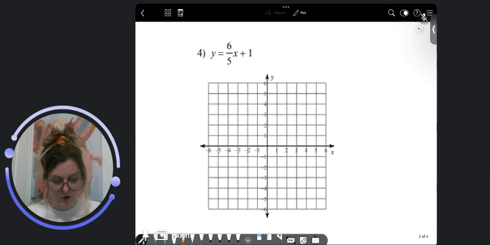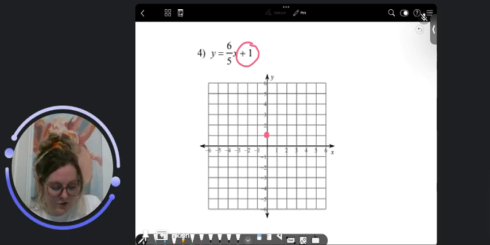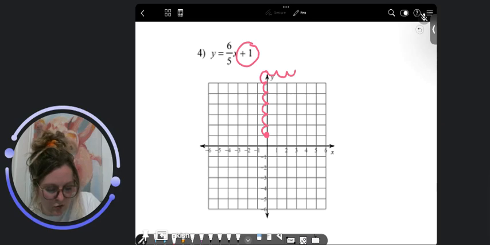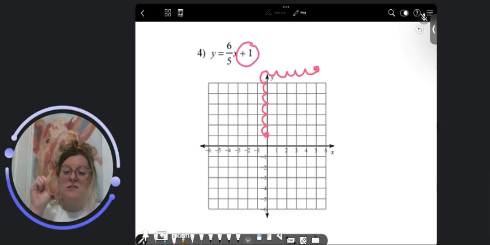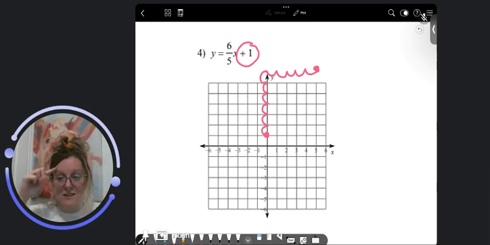We have y equals 6 over 5x plus 1. Again, our starting is our b, which is our y-intercept at +1. Slope is rise over run. I'm counting up 6. 1, 2, 3, 4, 5, 6. I'm off the graph, but that's okay. Counting to the right. 1, 2, 3, 4, 5. Even if I'm off the graph, I still like to put my point there because now I'm going to have to find some points on the graph.